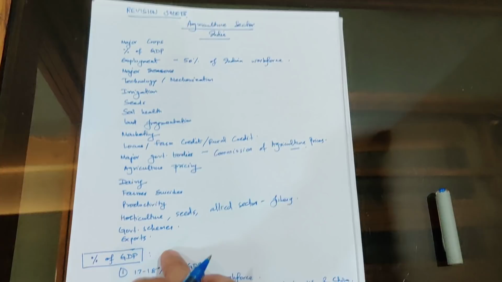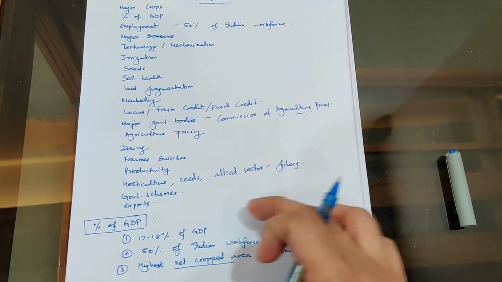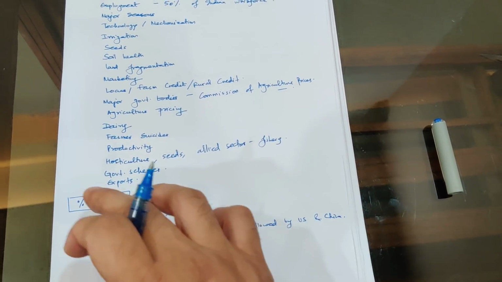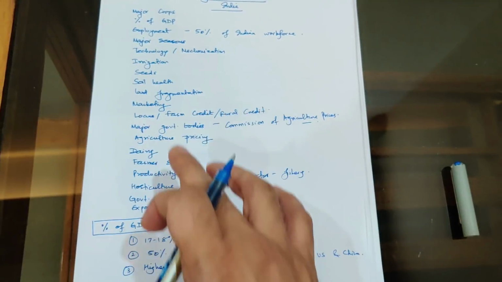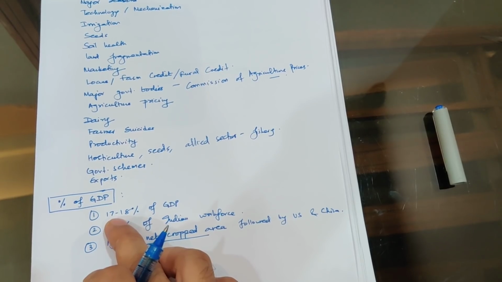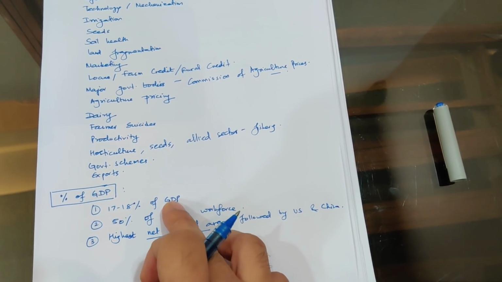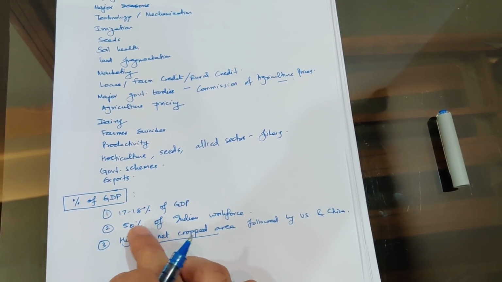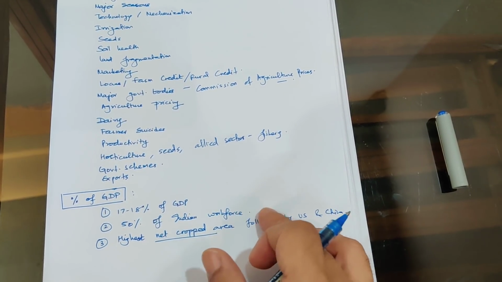So like this, I have made a table of contents, and then I will make 2 to 3 paragraphs in point format about each of these topics. So for example, percentage of GDP, I have written here 17 to 18% of Indian GDP comes from agriculture. 50% of the Indian workforce is engaged in Indian agriculture.